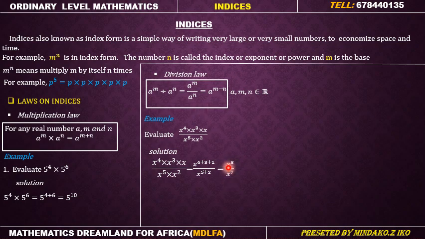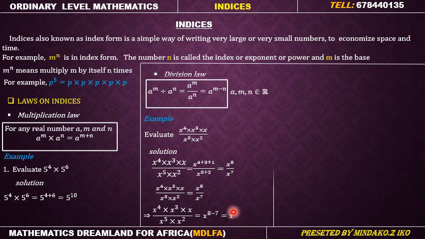Since x represents a here, I'll have x to the power 8 minus 7. This implies that x is equal to x to the power 8 minus 7, and if I take 8 minus 7, I'll have x to the power 1, which is still the same as x. Okay, so that is it.